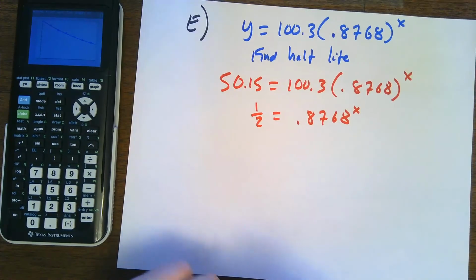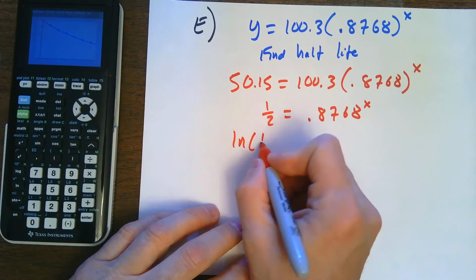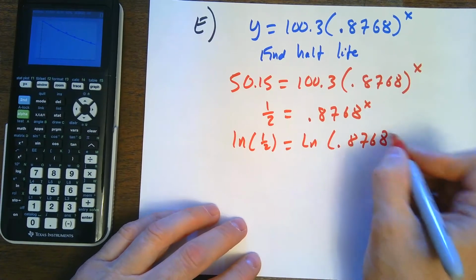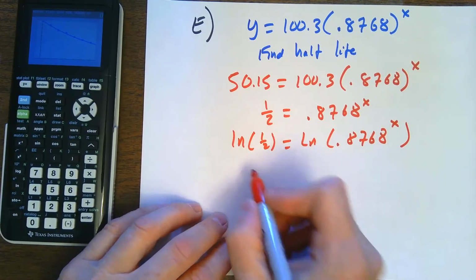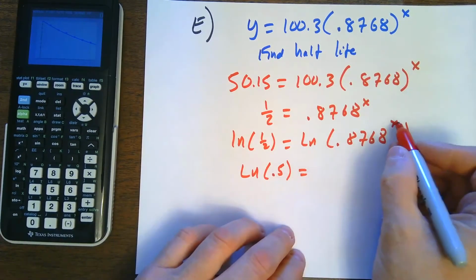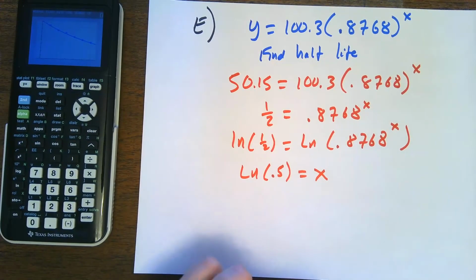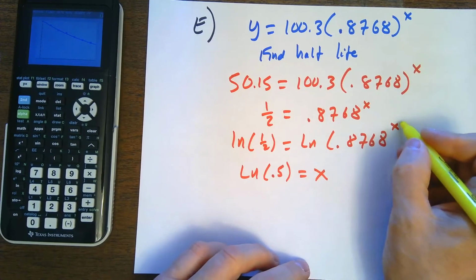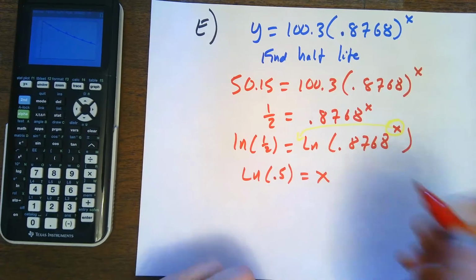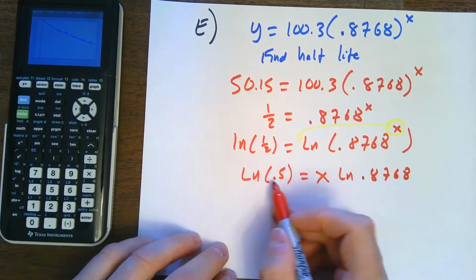We're going to use that logarithmic trick. Take the natural log of both sides. The natural log of 1/2 equals the natural log of 0.8768 to the x. The natural log of 1/2 is the same thing as 0.5. And move x here using properties of logarithms. The whole reason I'm taking the natural log is so that I can move this variable and get it out of the exponent. X times the natural log of 0.8768. Now the natural log of 0.5 is just some number.